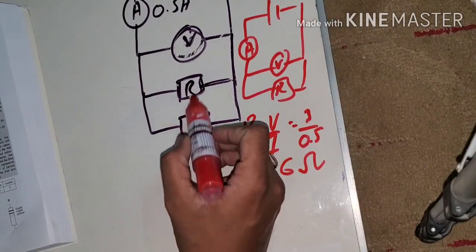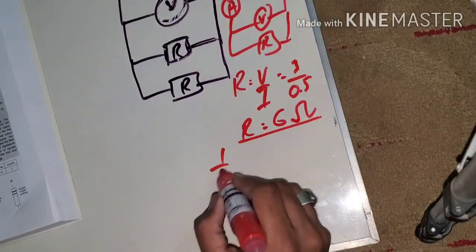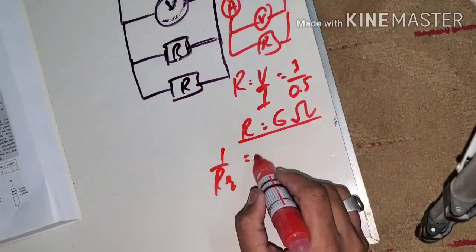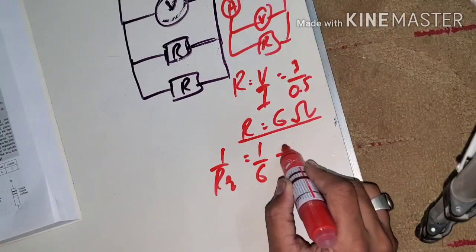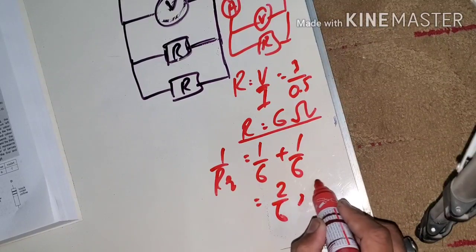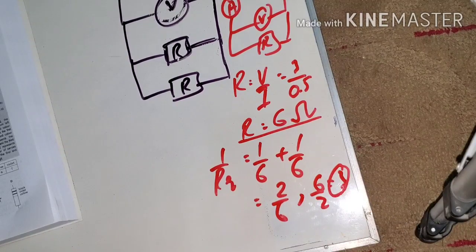Now as this is a parallel combination, I'm going to find the R equivalent. As you can see, in a parallel combination, resistors are added like this. So it will be 2 upon R. On reciprocating, R upon 2 gives us 3. It means each resistor has a resistance of 3.